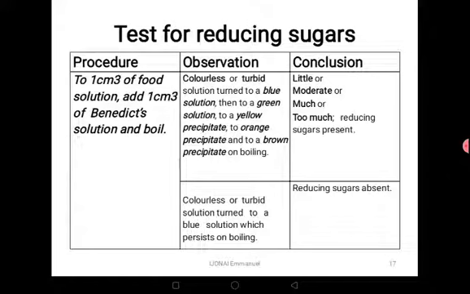So what about if the colorless solution or the turbid solution turned to blue solution, and then when you boil it remains blue, no change? What does it mean? Reducing sugars are absent. So that's how we test for reducing sugars.